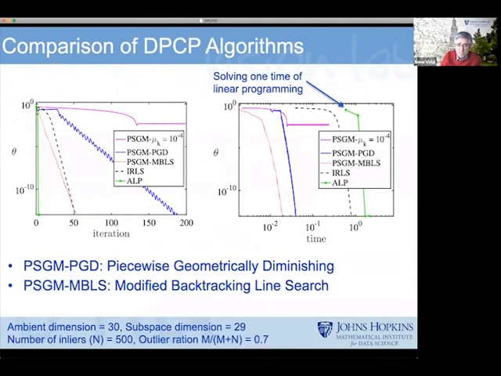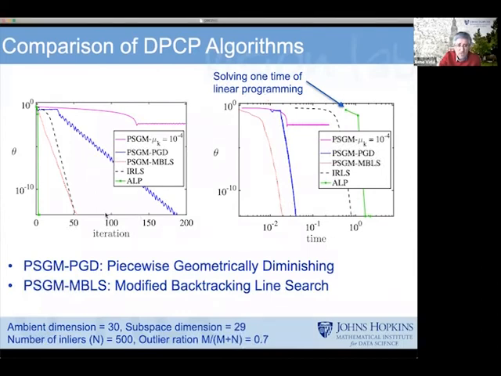This is just a numerical experiment on synthetic data, where you see here the ambient dimension is 30, the subspace dimension is 29, so trying to estimate a hyperplane. The number of points is 500. And then there is an outlier ratio of 0.7. Okay, so 70% of the points are outliers. What you see on the left plot is theta as a function of the number of iterations. And what you see on the right is theta as a function of time. And theta should converge to 0 because it's the angle between the estimated normal and the true normal.